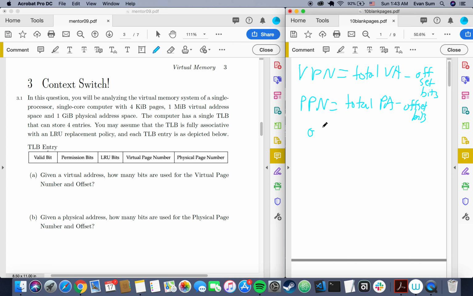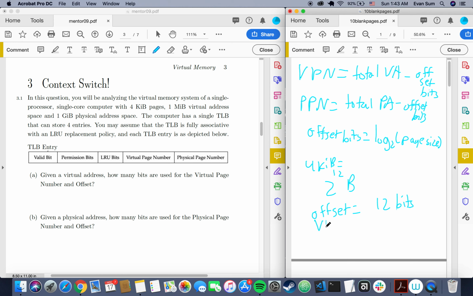And we know that the offset bits are equal to log base 2 of the page size. The problem gave us the page size, which is 4 kilobytes, which is 2 to the 12 bytes. And that means the offset has a total of 12 bits.